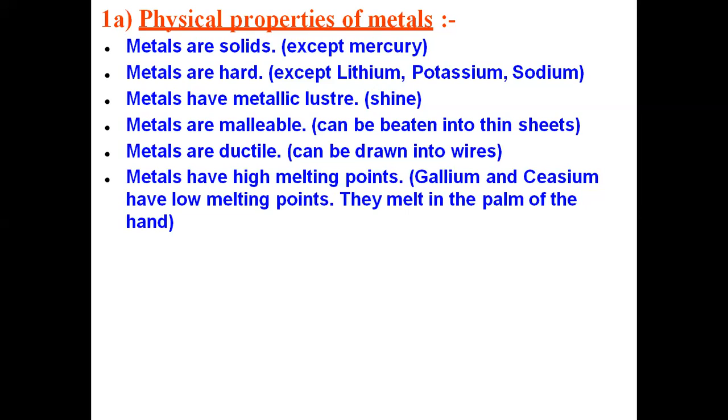unusual structure. The metals having such unusual structures are gallium and cesium. Okay, and they melt when we hold them in the palm of our hand. That is also one of the properties of metals, the melting point.